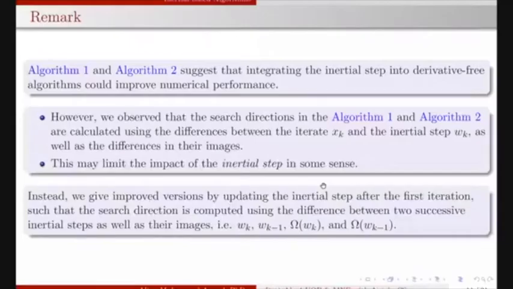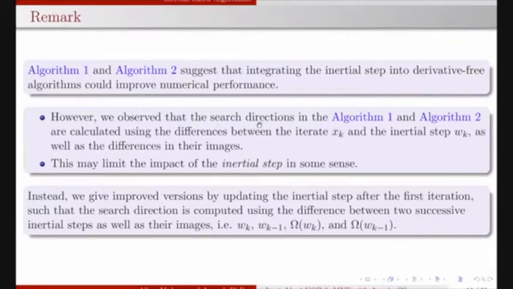This is the remark we have from algorithm 1 and 2. The remark is that algorithm 1 and 2 suggest that integrating the inertial step into a derivative-free algorithm could improve numerical performance. But as I said earlier, the search direction in algorithm 1 and algorithm 2 is computed using the difference between the iterate xk and the inertial step wk, as well as the difference in their images. We observe that it may limit the impact of the inertial step in some senses.